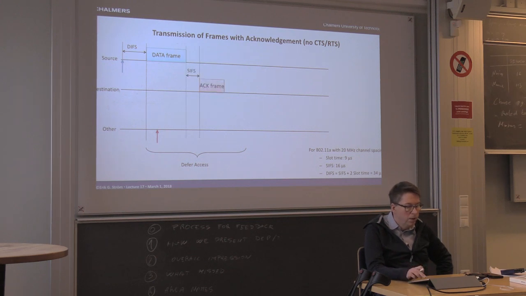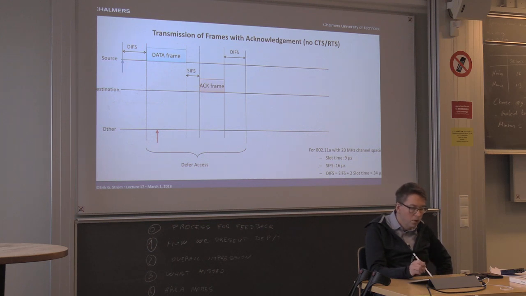What happens then is that the data frame reaches the destination, and let's say that it was decoded correctly and everything panned out, and then it transmits an acknowledgement back. It transmits the acknowledgement after a time called the SIFS. So what is a SIFS? Well, we'll see that it's a short interframe spacing, which is shorter than the DIFS. The reason for having a short spacing here is to give priority to the ACK frame.